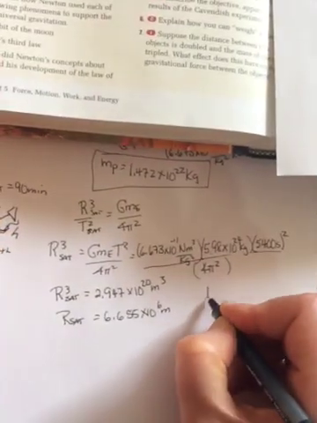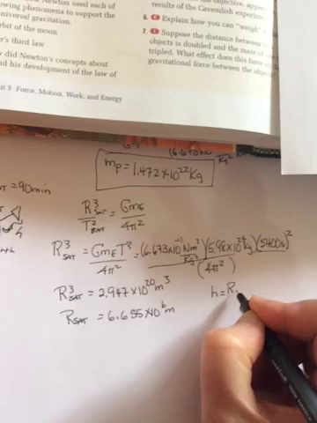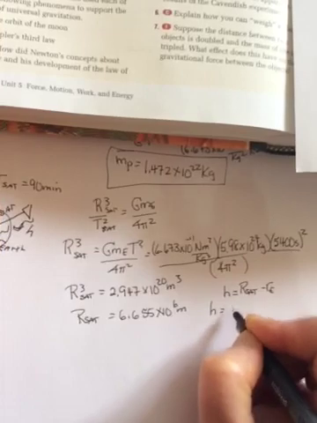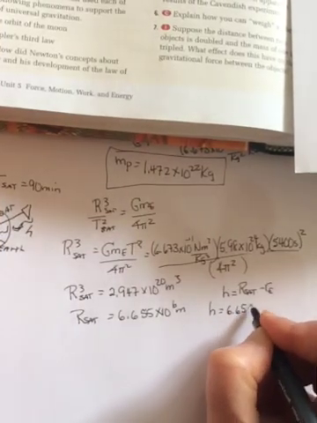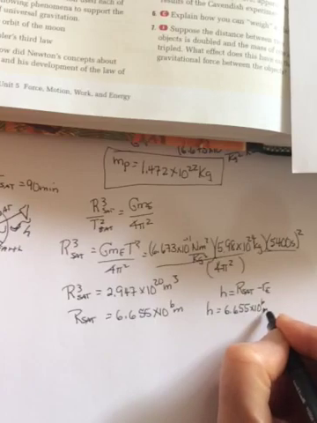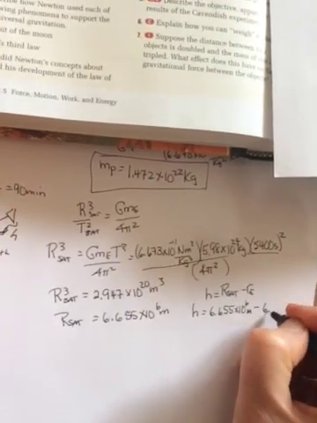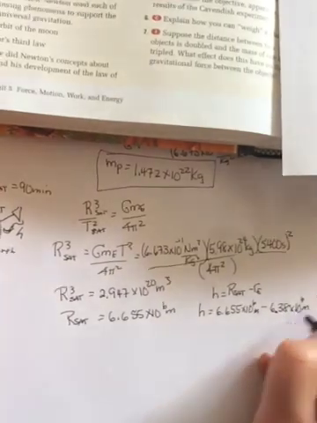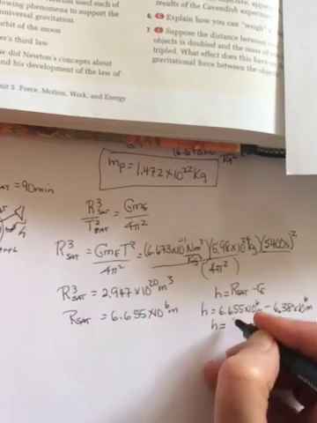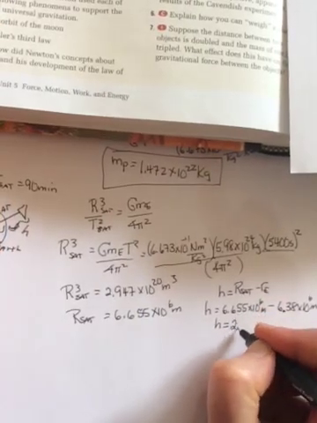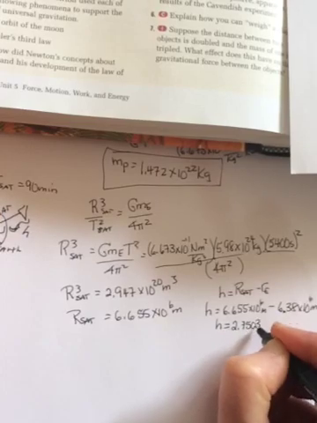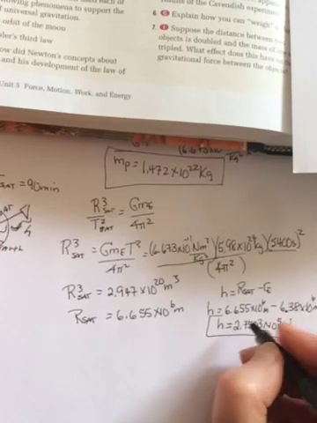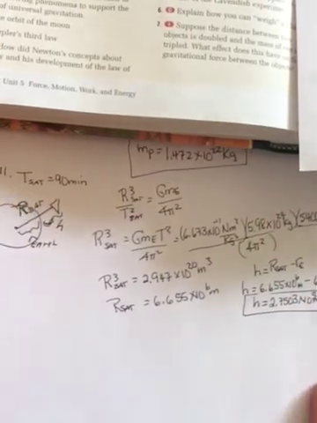We wanted the height. So the height would equal the radius of orbit minus the radius of the Earth. So the height would equal this 6.655 times 10 to the 6 meters. And then if you look in the back on that chart again, you'll see the radius of the Earth is 6.38 times 10 to the 6 meters. So how high is the satellite above the surface? 2.7503 times 10 to the 5th meters. And that is the real answer to number 11.